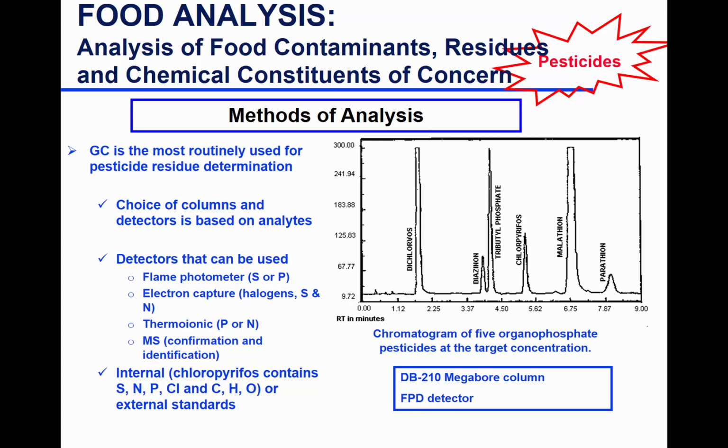This is an example of 5 organophosphate pesticides using a GC analysis with FPD, which is the flame photometric detector. Internal and external standards are used. Internal standards, as you know already, are used to account for sample preparation error and injection volume error, whereas external standards are needed for quantification to plot standard curves.